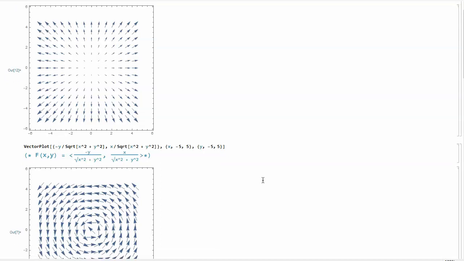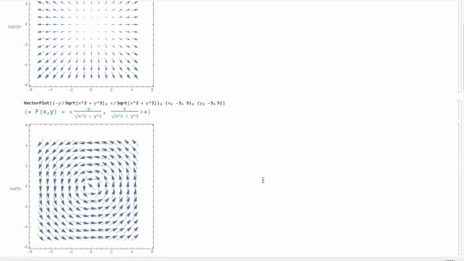Now if I look at another example, which we have here, this is the vector field negative y over the square root of x squared plus y squared. The second component of the vector field is x over the square root of x squared plus y squared. And now I see that I get this kind of circular vector field. So at each point, you draw a vector that represents this vector field. Here you have a representative set of points.